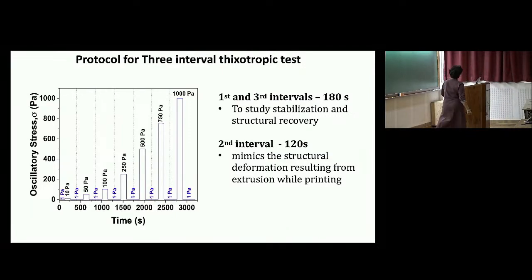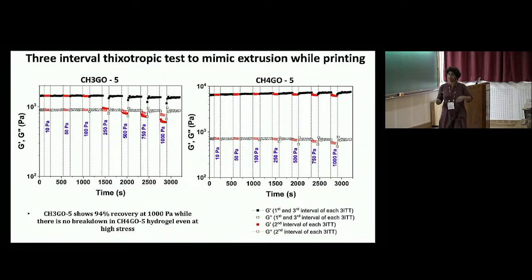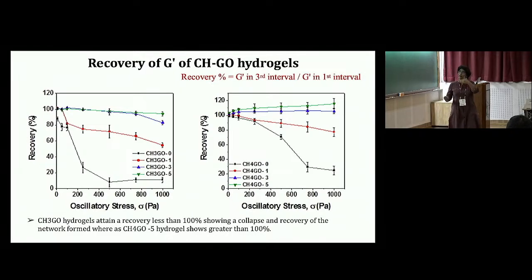So when we plotted this, this is the raw data, and you could see that things are changing as I keep increasing the stresses. This is without the graphene oxide; the GO 0 states that this is without the graphene oxide. And when I add the graphene oxide, you will see that we don't see that structural breakdown. So when you quantify it with the recovery ratio or recovery percent, you can say that the higher the recovery percent, the better the printability.